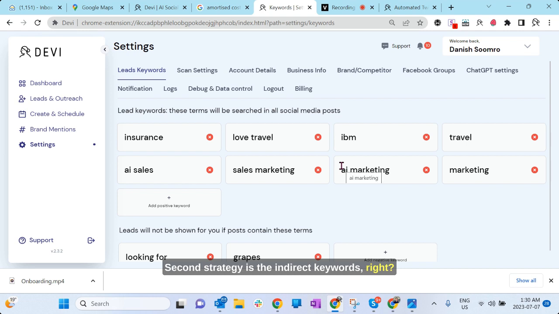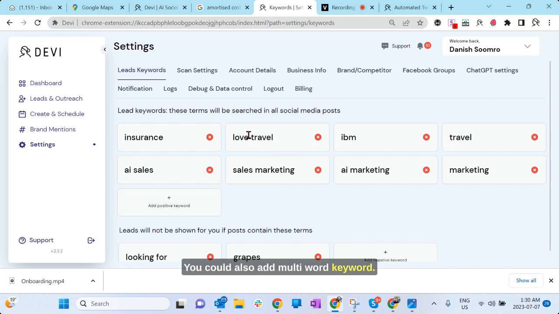The second strategy is indirect keywords. For example, if I am selling a travel backpack, then I could monitor backpack as a direct keyword, but I can also add travel, because normally people who are looking to buy or planning to buy use it. Travel is the indirect keyword which could find you posts and leads on social media. So far we have discussed direct keywords and indirect keywords.